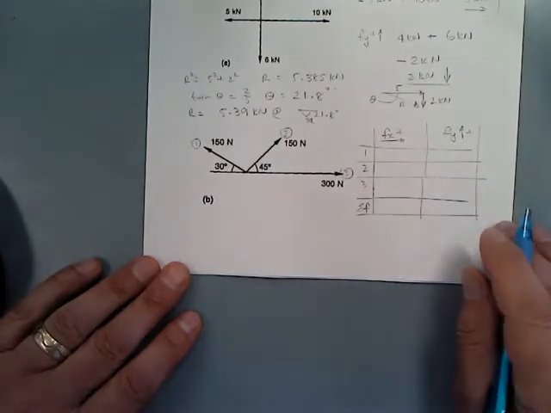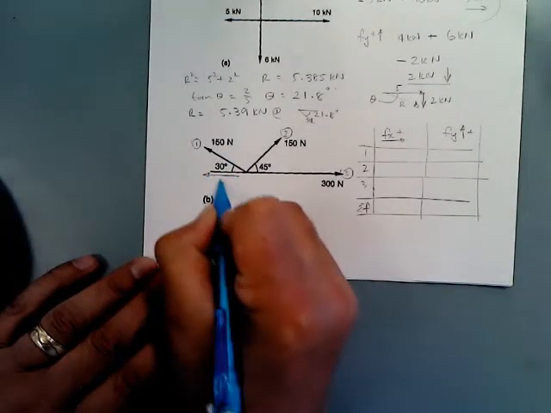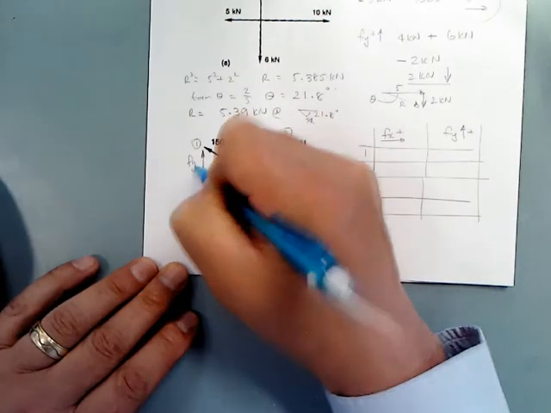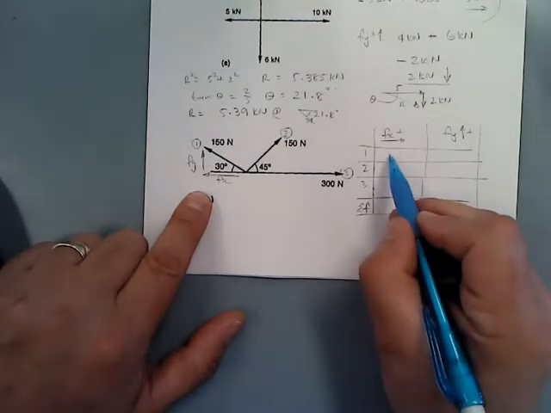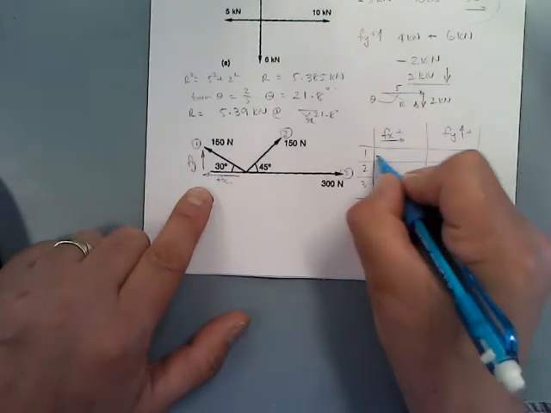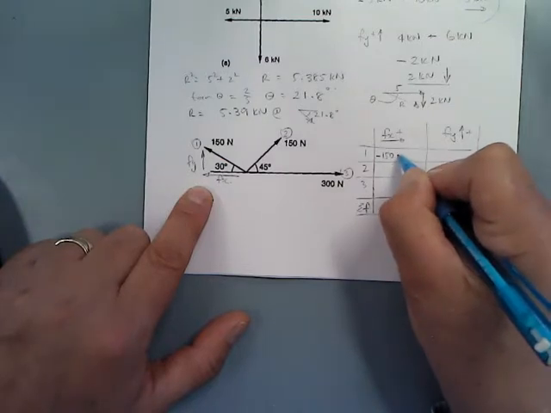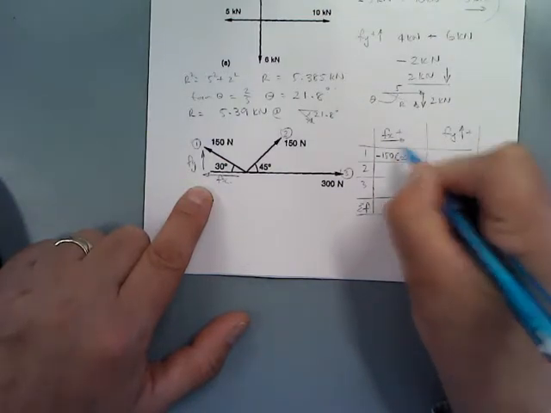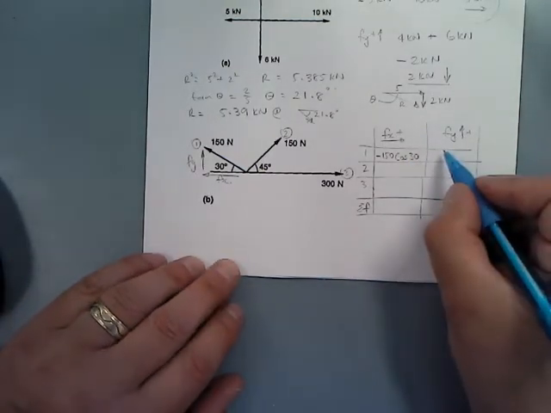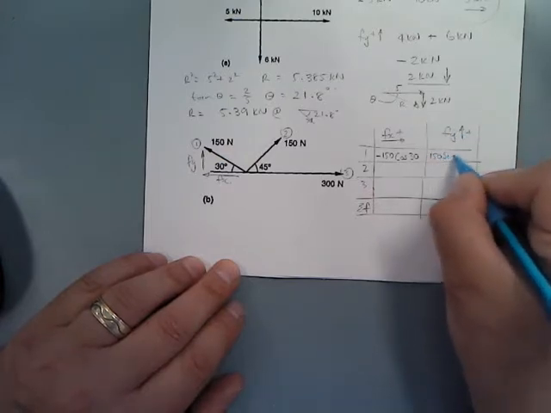Okay, let's have a look at force 1. Its horizontal component is acting in that direction and its vertical component is acting upwards. So the horizontal component is minus 150 newtons cos 30 degrees. Vertical component, because it's up, it's positive, so it's 150 sine 30.